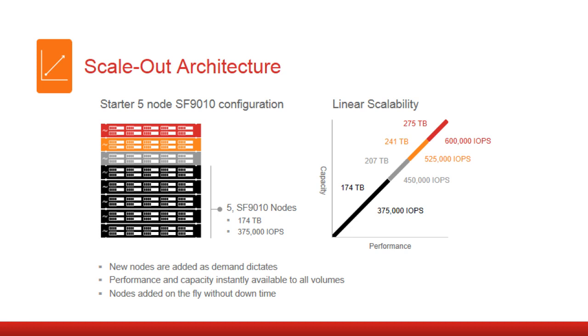So what do we mean by a scale-out architecture? Again, this is kind of a starter node, if you will. It's the nodes in black on the left. In this one, we started out with 5 of our what we call 90-10 nodes. And then if you add more capacity or performance, we add another node. In this instance, the next one up is gray. Or we could add another one after that, orange.